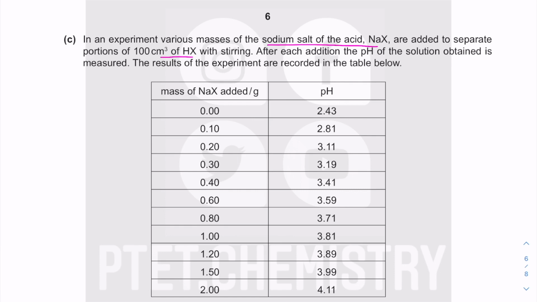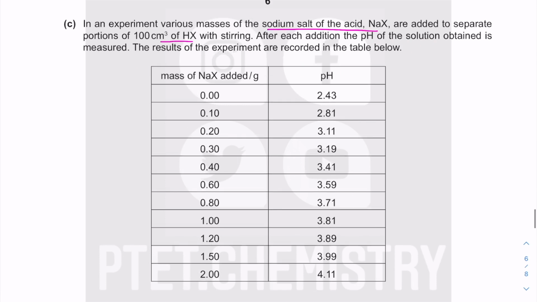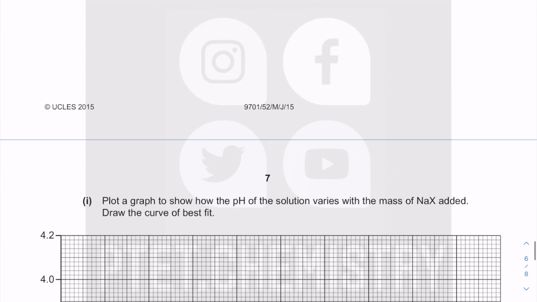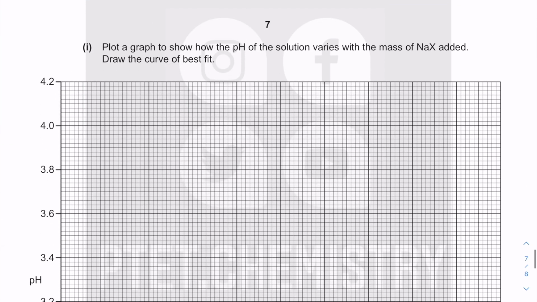So after each addition, you measure the pH using some sort of pH meter. It's a sensor that measures pH. And there is the mass of NaX added, and there's the pH value. Do I need to... Oh, there's no processing of data at all. Apparently it's just plotting a graph.